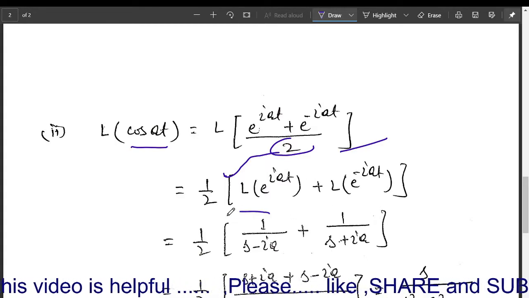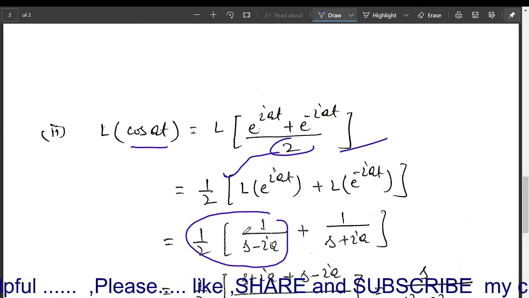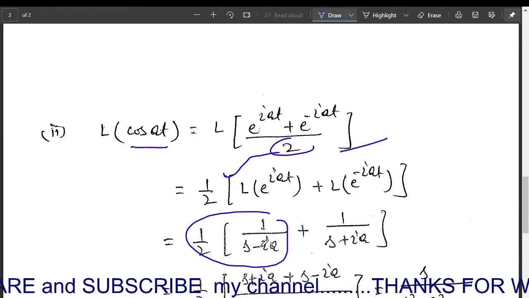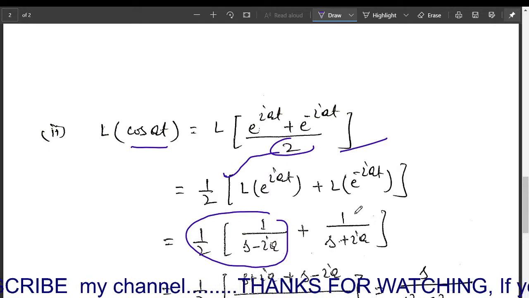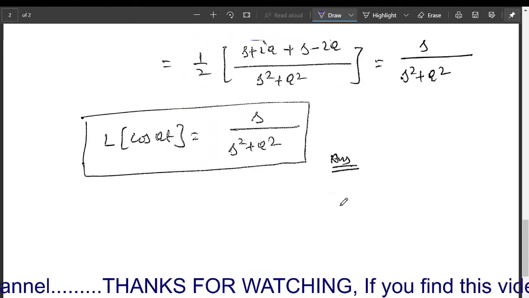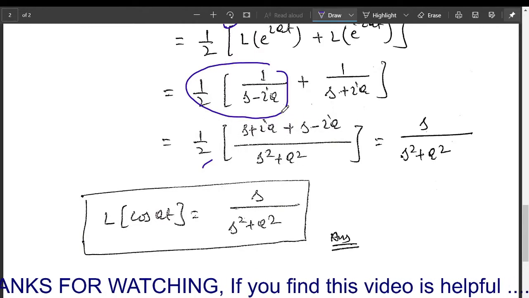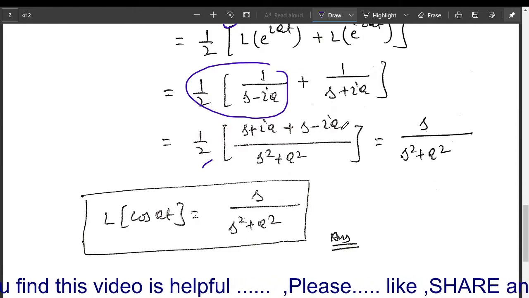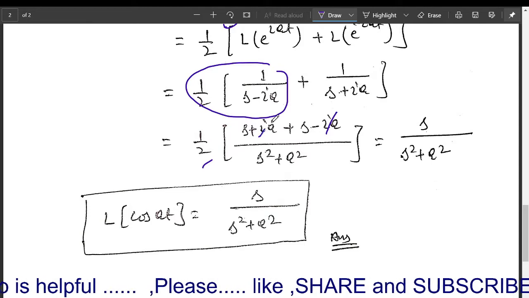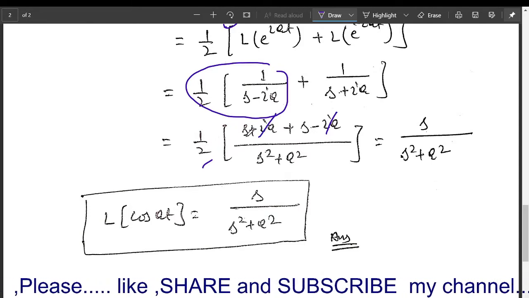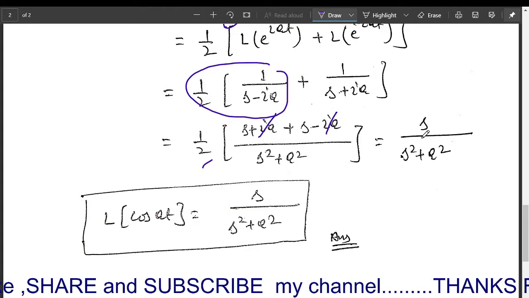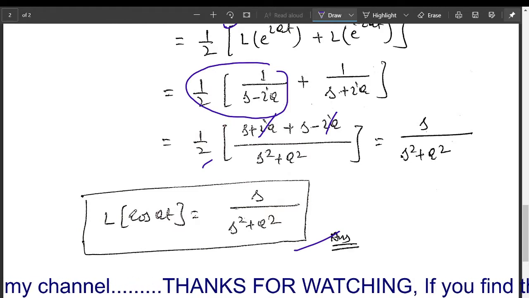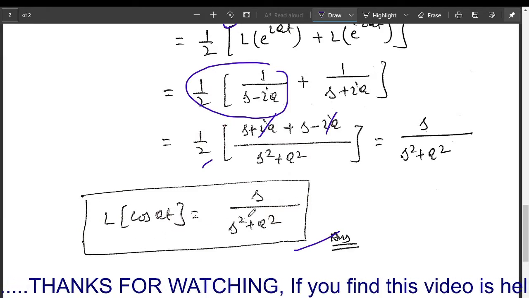If you solve further, you get 1 by 2 times the bracket: Laplace transform of e to the power iat, which is very similar to the previous problem, so 1 upon s minus ia, plus 1 upon s plus ia. If you simplify, taking the LCM of this, the denominator is s square plus a square, and the imaginary terms cancel out. We get 2s, the 2 cancels out with the 2, and finally we get s upon s square plus a square. So the Laplace transform of cos at is s upon s square plus a square.